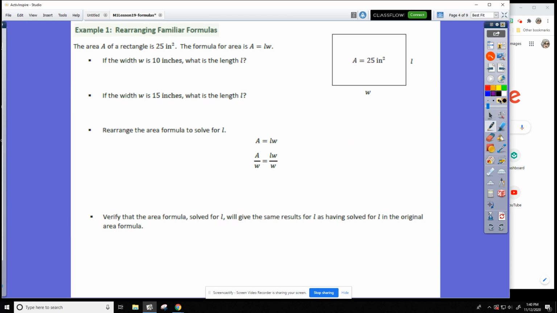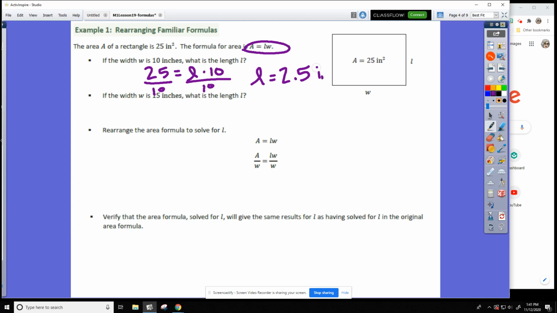I don't like how fat my marker is, so I'm going to make it a little thinner. So if the width is, so here's a rectangle, length times width, area is 25. So I know area is length times width. If the width is 10, what's the length? So we're going to use this right here. I'm going to plug in the numbers I know. 25 is the area, length times width. So this is a script L. I'm going to divide by 10 because I want the script L by itself. L equals 25 divided by 10 is 2.5 square inch.